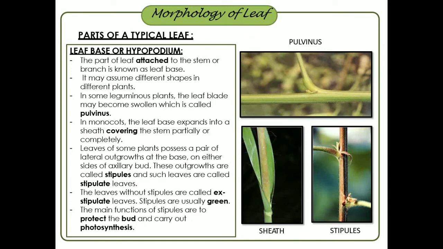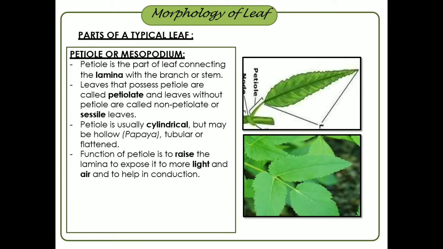A typical leaf consists of three main parts: leaf base, petiole and lamina. The leaf is attached to the stem by the leaf base and may bear two lateral small leaf-like structures called stipules. In monocotyledons, the leaf base expands into a sheath covering the stem partially or wholly. In some leguminous plants, the leaf base may become swollen, which is called the pulvinus. The petiole helps hold the blade to light.